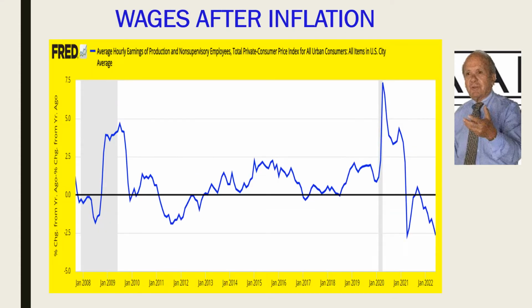This is a critical chart because it explains why consumers are really hurting: inflation is hitting wages. Wages after inflation have come down, and they are now down more than 2.5% over the last 12 months. So consumers are hurting. Income is declining. This is the outcome of soaring inflation and soaring spending by the government during the pandemic. Justified or not, that's what the outcome has been.